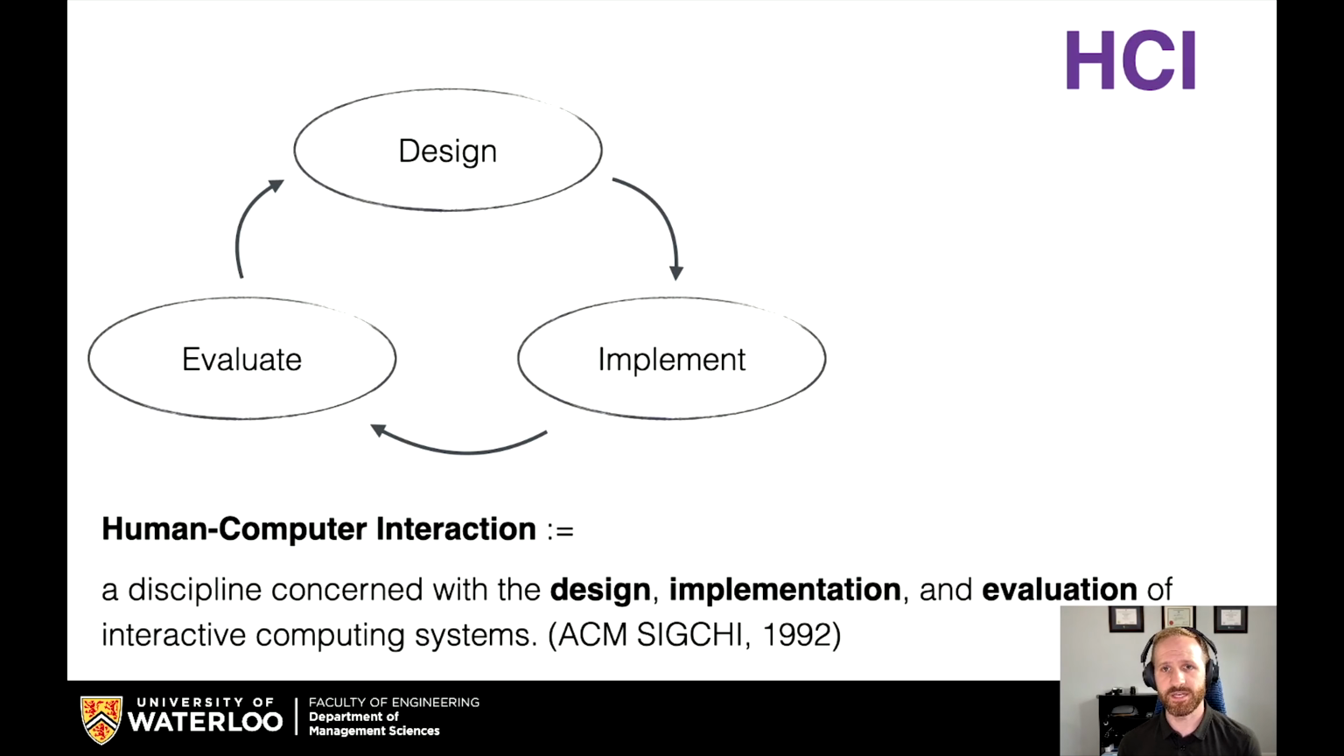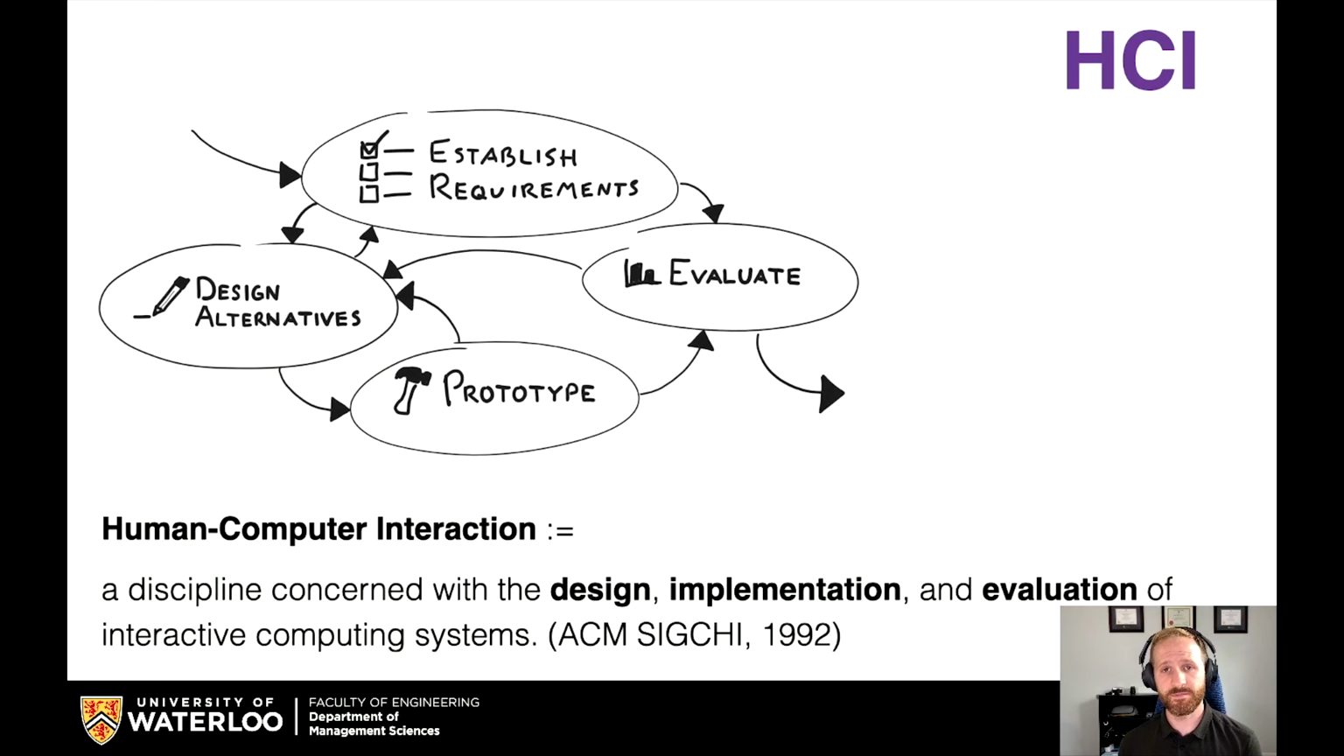And a lot of work has been done in understanding how we can work with technology and design it to be effective. In this course, we're going to look at a slightly more involved model for how you can do this style of interaction design. You start by establishing requirements, then you design alternatives, you prototype and evaluate. But you might not do it in that order. You could go in a variety of different orders, as you'll see during this course.